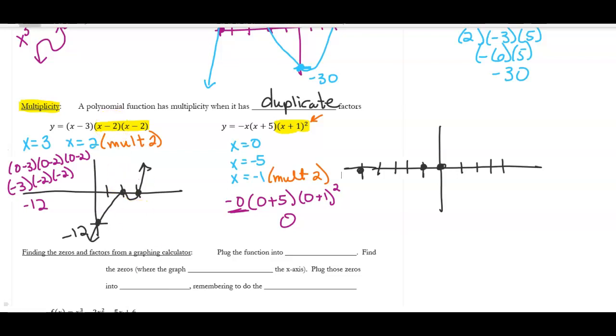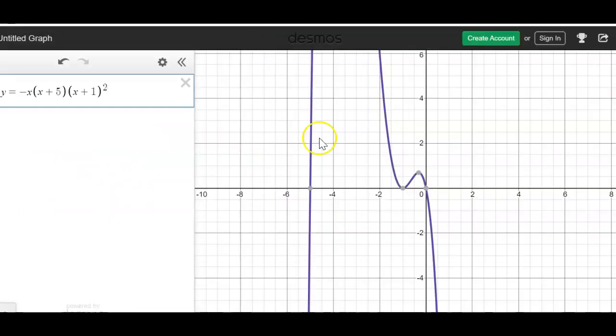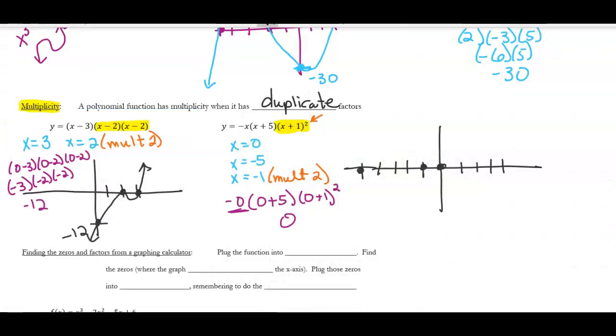Okay, so now let's look. It goes up, it bounces off the 2, goes up some more, and then crosses through 0. Okay, so goes up, bounces off the -1. I think I said 2, goes up, and goes back down. Okay? So that's what multiplicity does. It just lets you know that if something has multiple factors, it's going to bounce off of it.